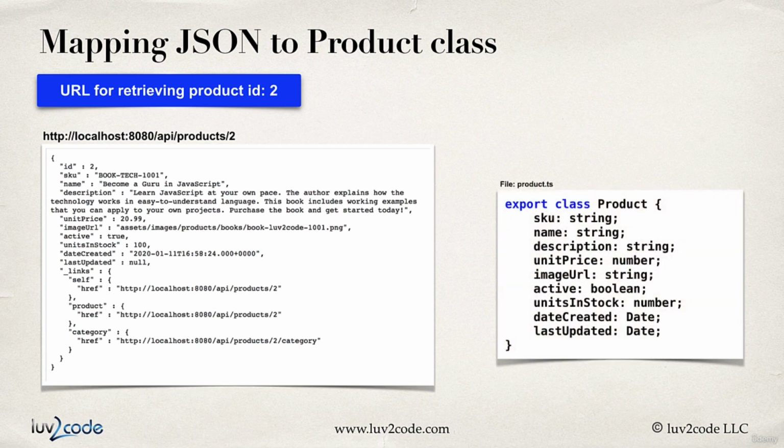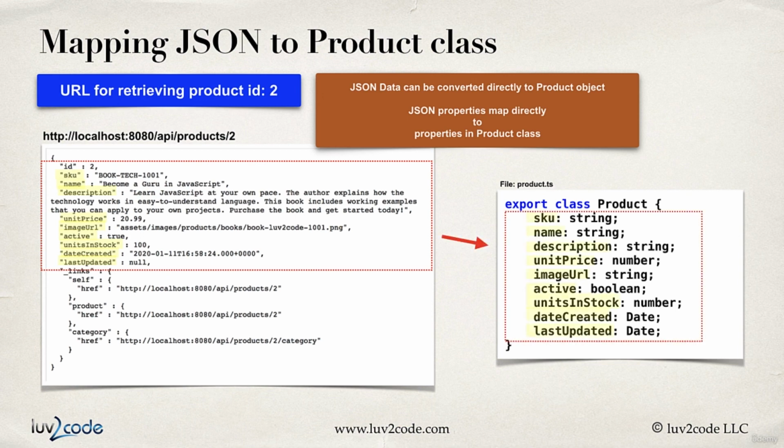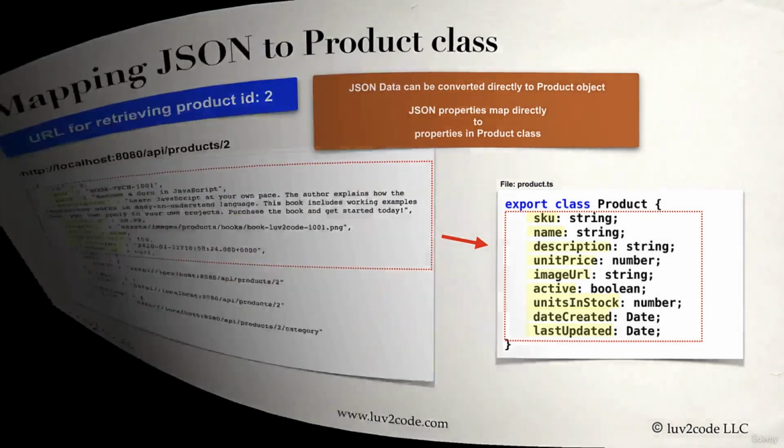And over on the right-hand side, we have our product.ts class. So this JSON data can be converted directly to the product object. So the JSON properties map directly to properties in the product class. So here's our JSON. Note the items here that are highlighted. Then this converts over to the actual product. And again, matching directly on those given property names. So note here, there's no underscore embedded. There's no additional interface or mapping that we need. We can go one-to-one here.